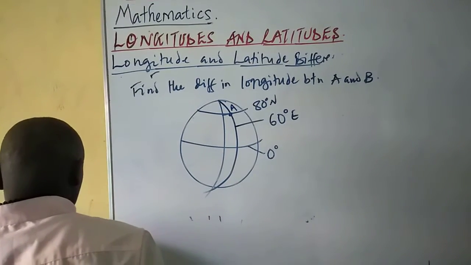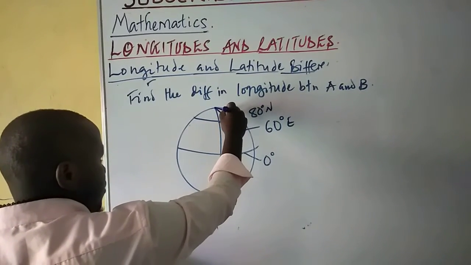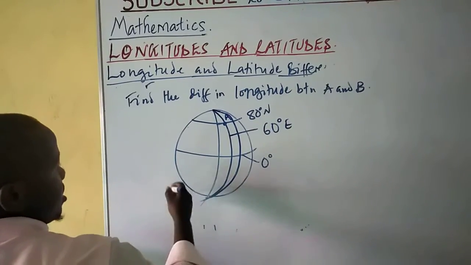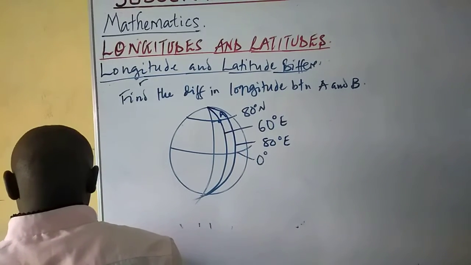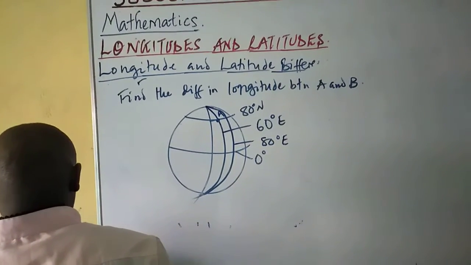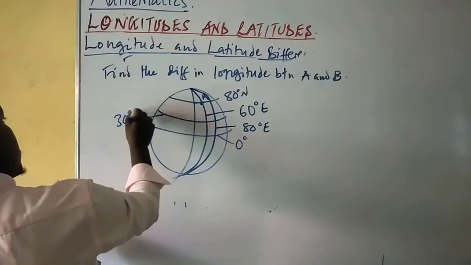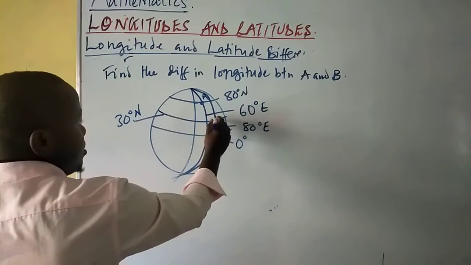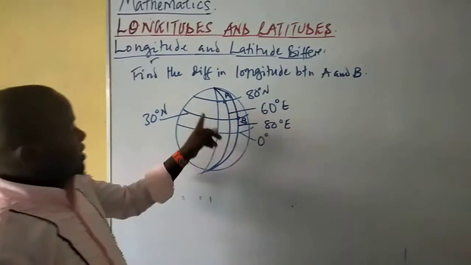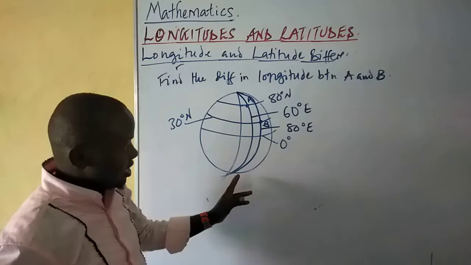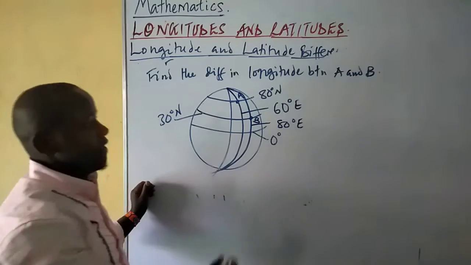Then B is 80 degrees east. So it's beyond A, 80 degrees east. And B is 30 degrees north. So B is here. So we are told B is 30 north, 80 east, and A is 80 north, 60 east.